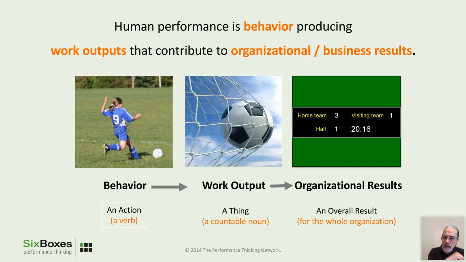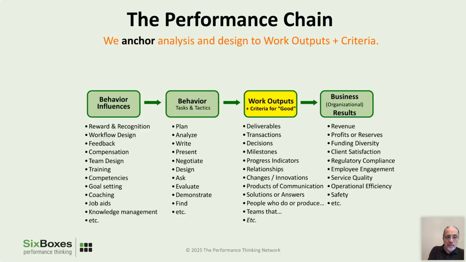But again, there are these three elements of analysis: behavior, work outputs, and organizational results. And we anchor our analysis in the performance chain to those outputs because that's what's valuable. And when we define an output, wherever it is, at the end of a process or inside the process, we want to define what the characteristics are of it that make it a good one. And we call that criteria for good, because we want to be able to say, this is a good one, this is not a good one, and we want to be able to measure that.